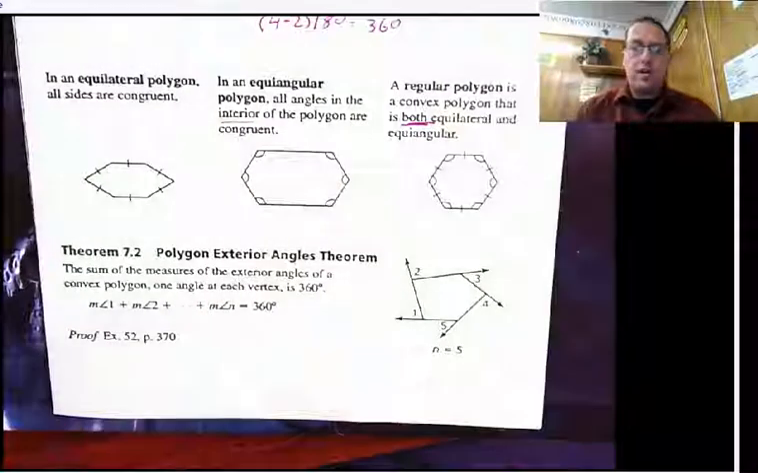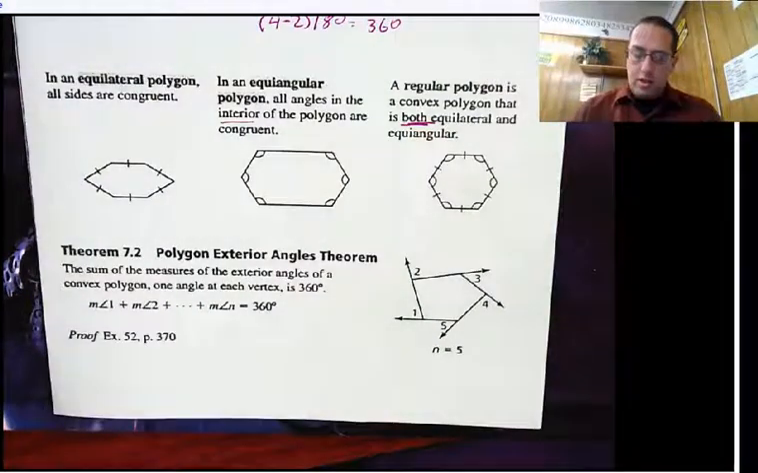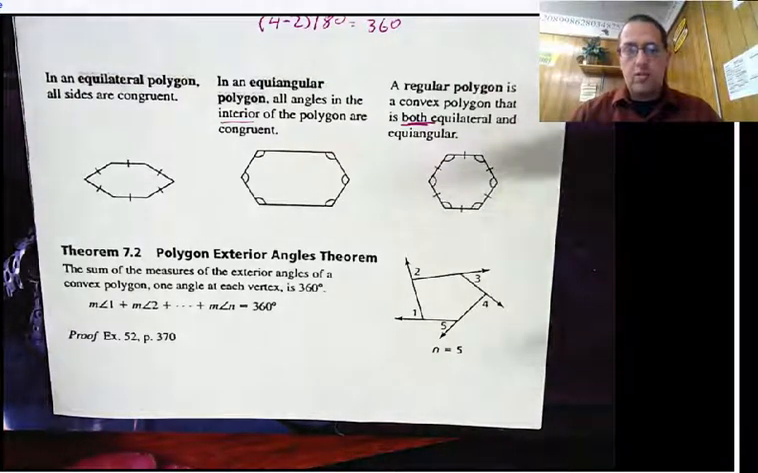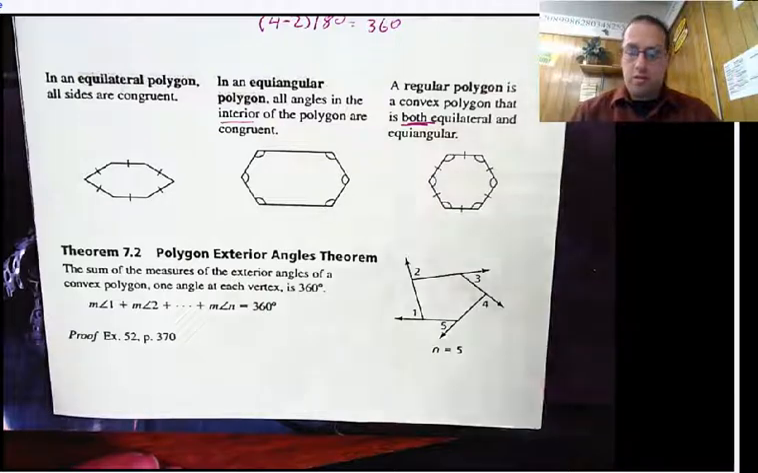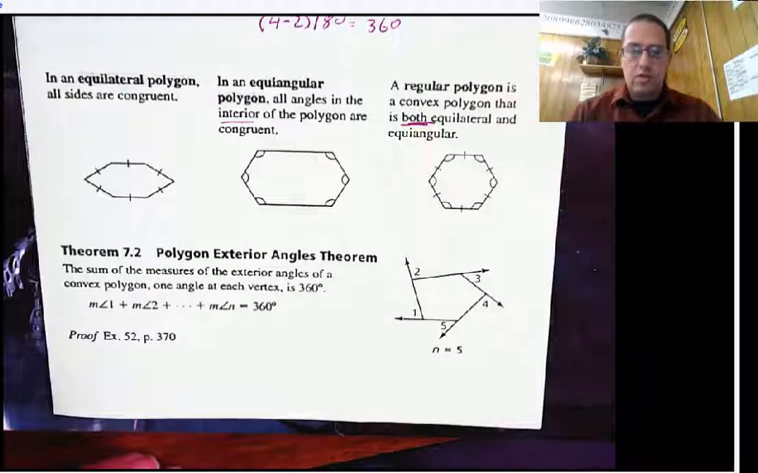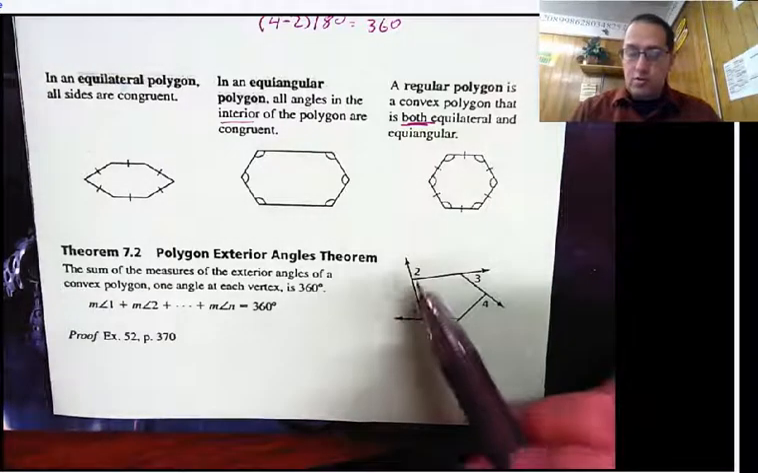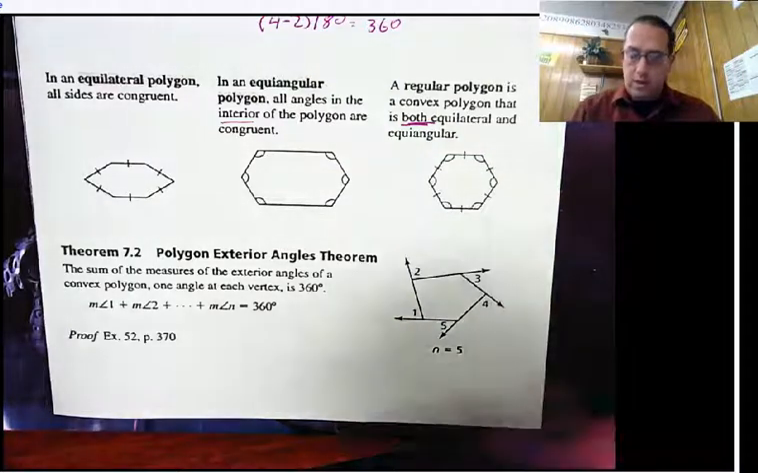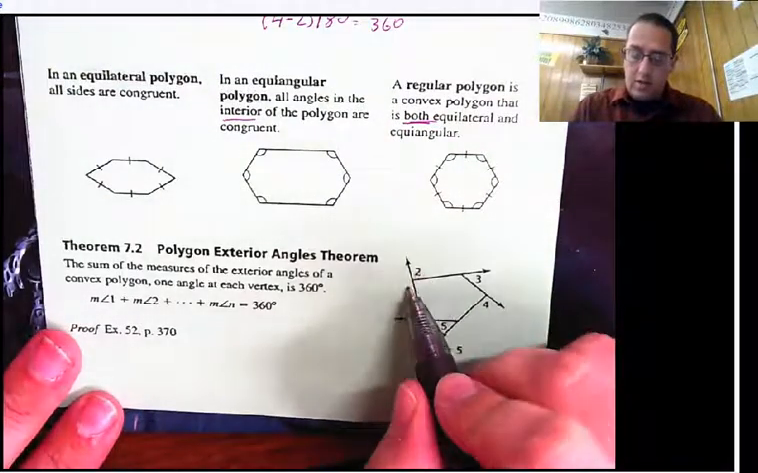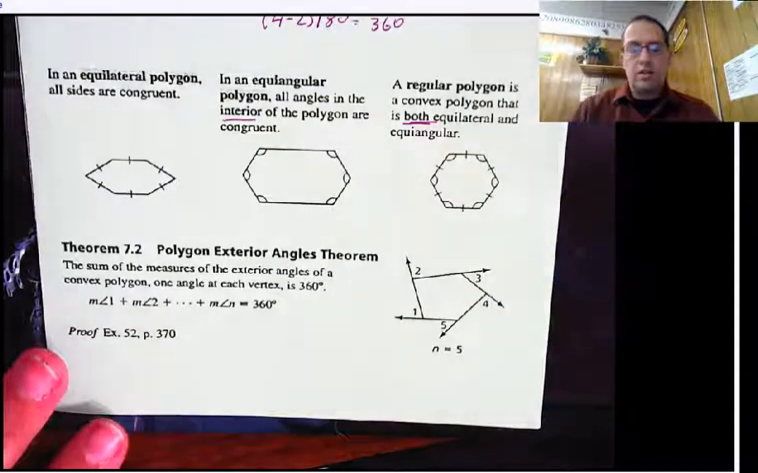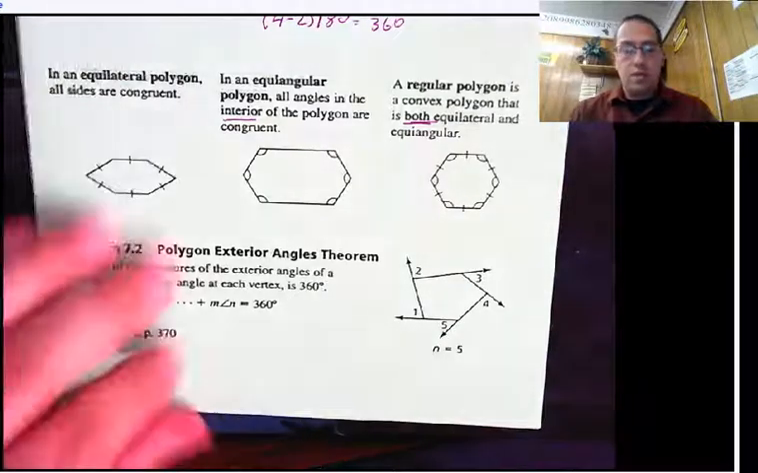And that is the next theorem. Polygon exterior angle theorem. The exterior angles of any convex polygon will add up to 360 degrees. So angle 1 plus angle 2 plus angle 3 plus angle 4 plus angle 5 is 360 degrees. Okay, and this is using one convex angle at each vertex. So we're not going to extend this out and have angle 2 and then another one over here. That would be no good. One angle at each vertex, and they add up to 360 degrees.